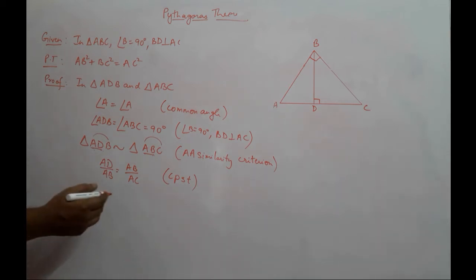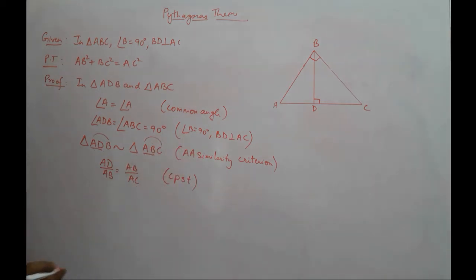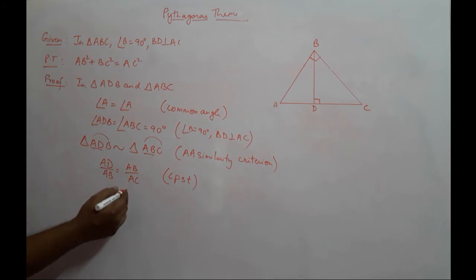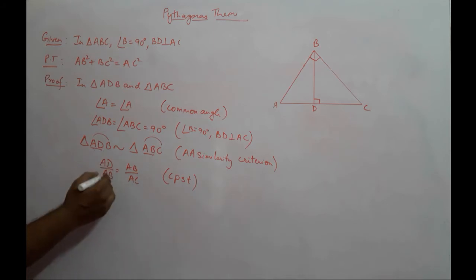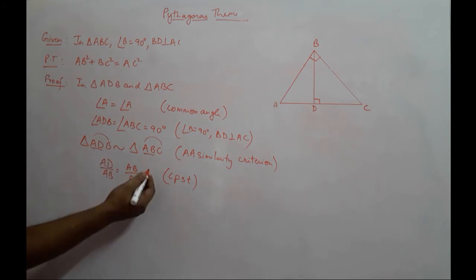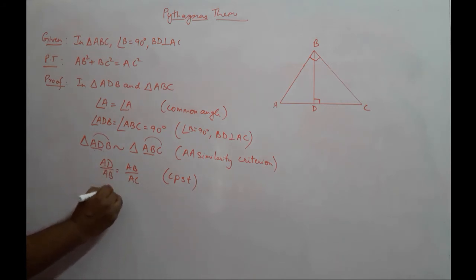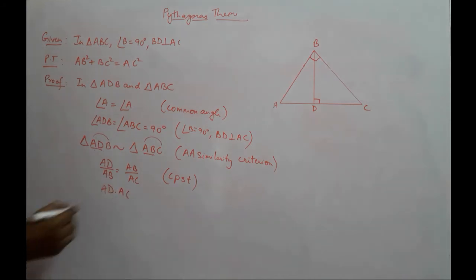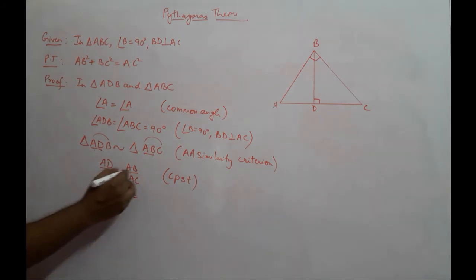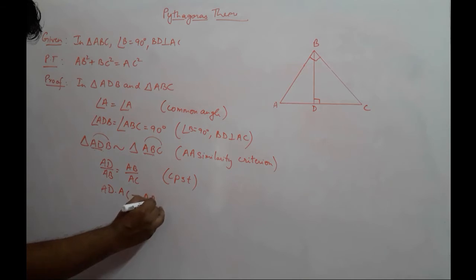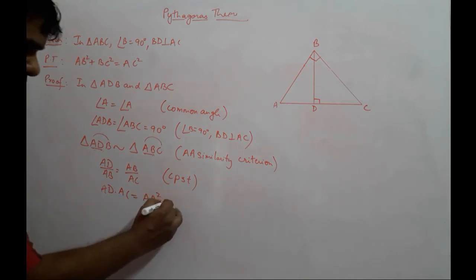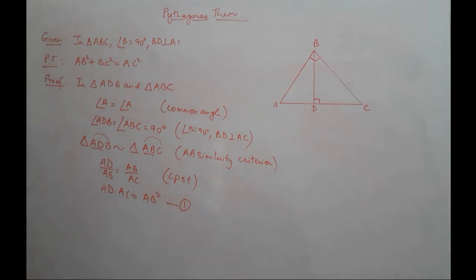Now that we have got this proportional as per similar triangles, we'll go further, and now we can multiply this, because these are divided. When they go on the other side, they get multiplied with the numerator. So AD gets multiplied with AC. So we put AD dot AC. So dot means multiplication, and AB into AB will give us AB square. We can mark this as 1.